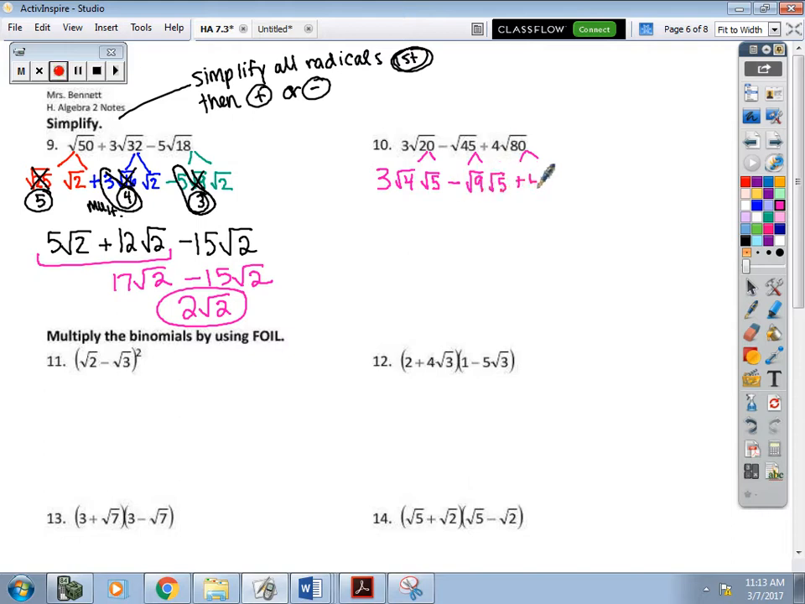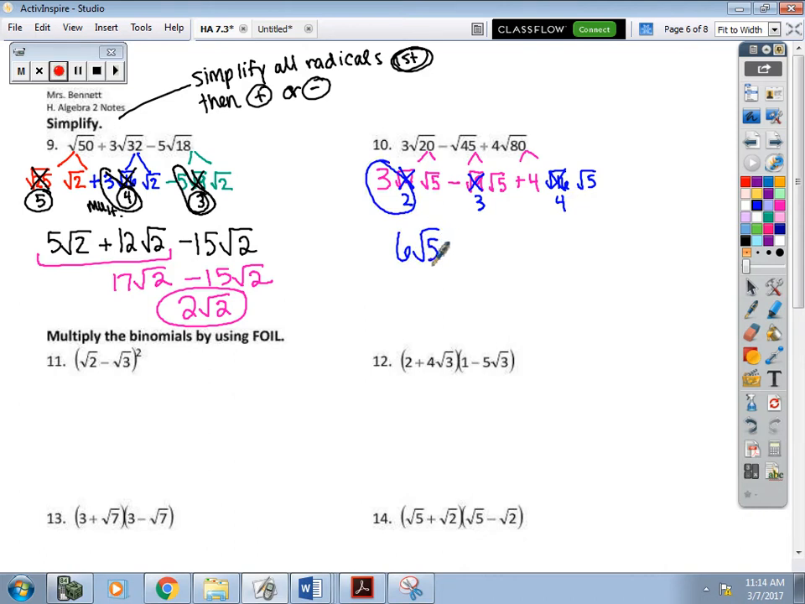Don't forget about the outside numbers that were there, the plus 4. Now 80, what would I break that into? 16 and 5, perfect. If you do 4 and 20, you would then have to break 20 down into 4 and 5. So your best bet is that largest perfect square. So again, take your perfect squares and multiply any outside numbers along with the new outside numbers.